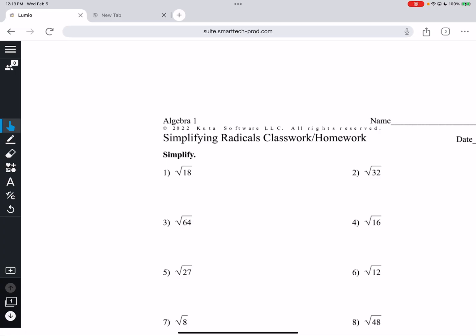So here we go. We're going to look at these numbers that are underneath our radical sign. And we're going to break them down further and further.